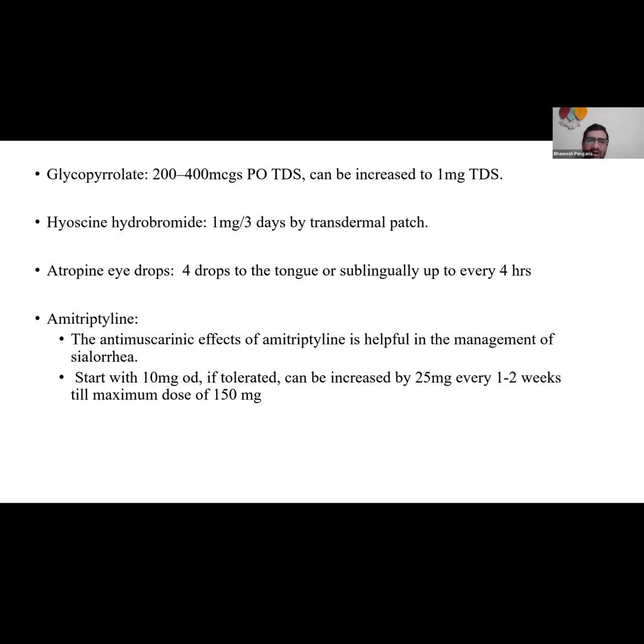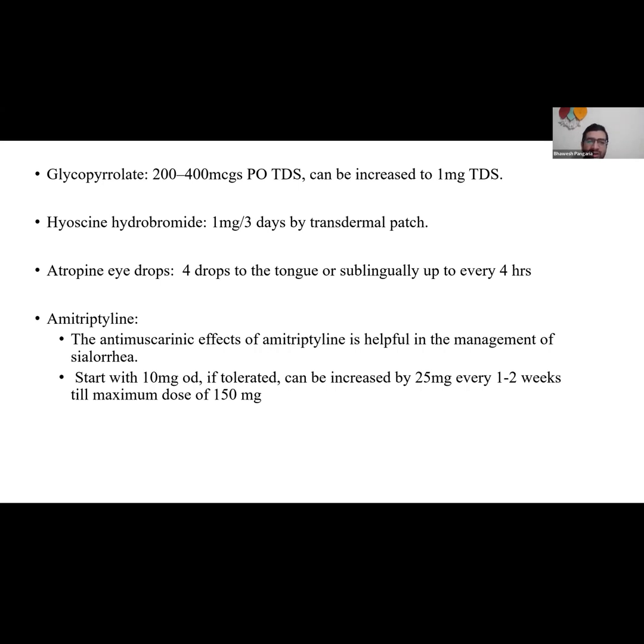Other than that, atropine eye drops can be used, the eye drops which are used for dilatation. Four drops can be put on the tongue or sublingually up to every 4 hours. They are not commonly used, but they can also be used. Other than that, amitriptyline can also be used. It has anti-muscarinic effects, therefore it can be indicated in the management of sialorrhea. It is basically a side effect of amitriptyline, which we are using here for sialorrhea.